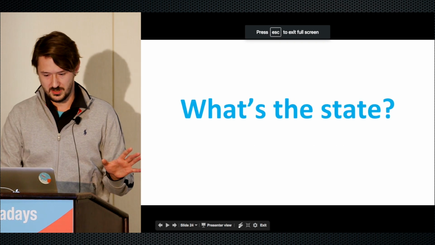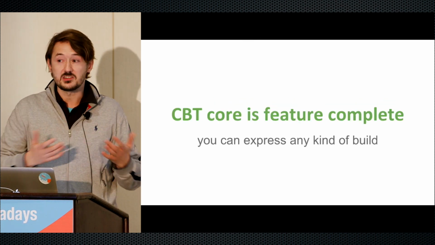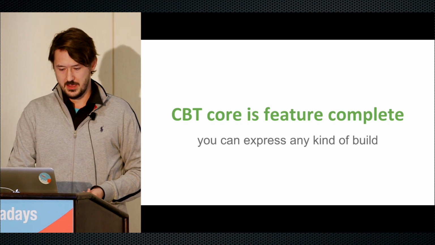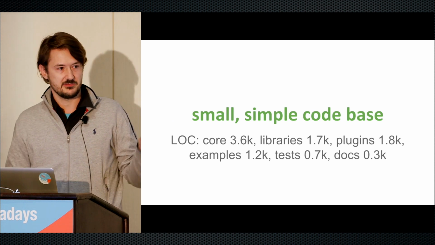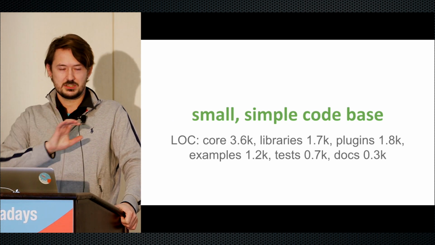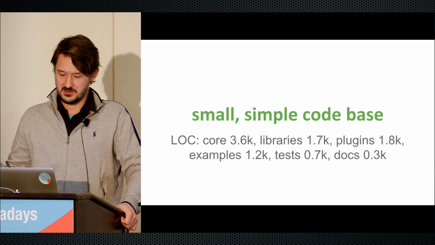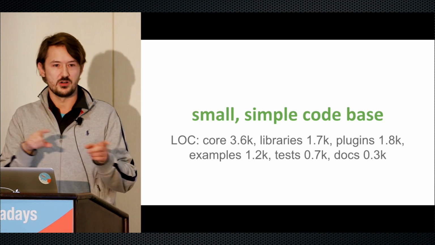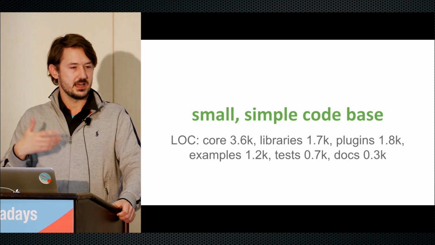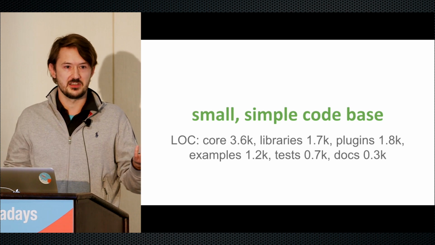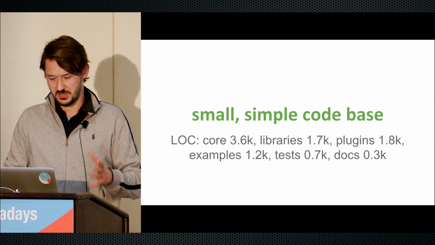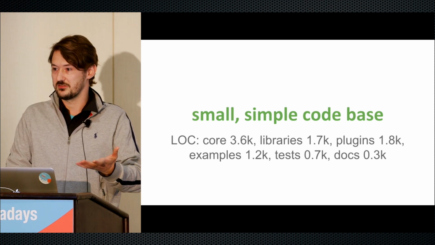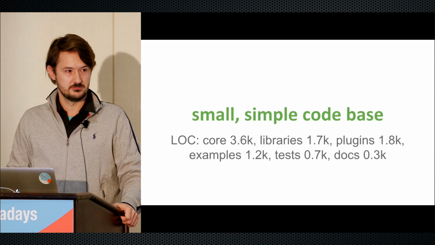Okay, so what's the state of the whole project? Well, the core is complete, so you can express any kind of build that I could possibly think of. And this code base is still relatively small. It's like 3,600 lines of code, out of which 1.7K lines are in separate libraries, and I want to transition more over so that the core shrinks more, and the libraries, which are just helper functions, become bigger. There are a lot of plugins already. So it's not a lot of code to actually read or review.